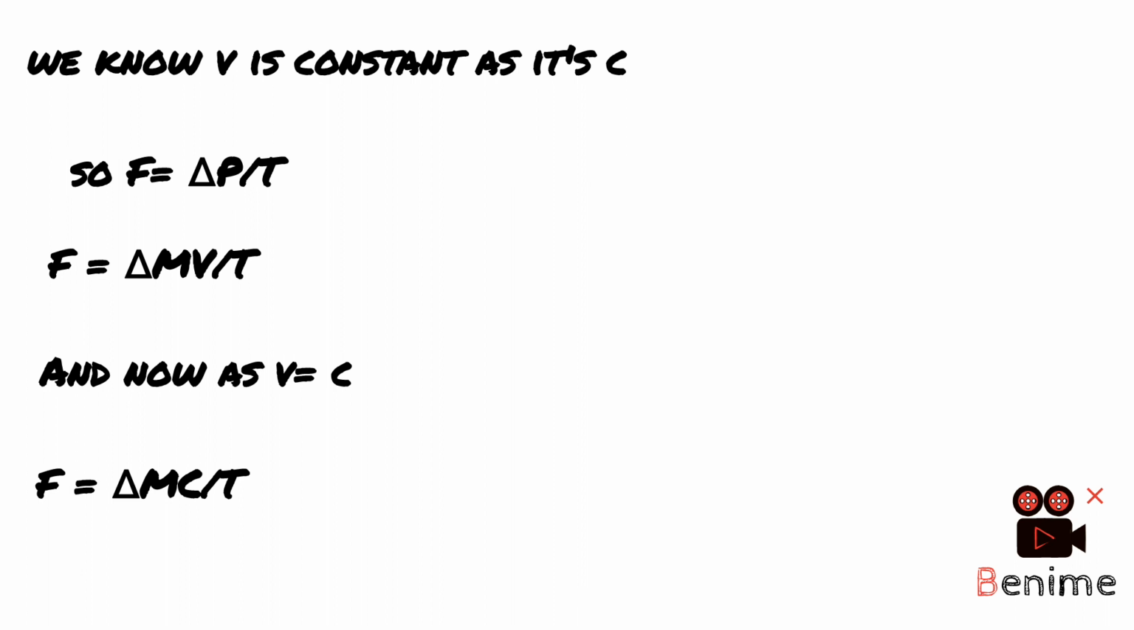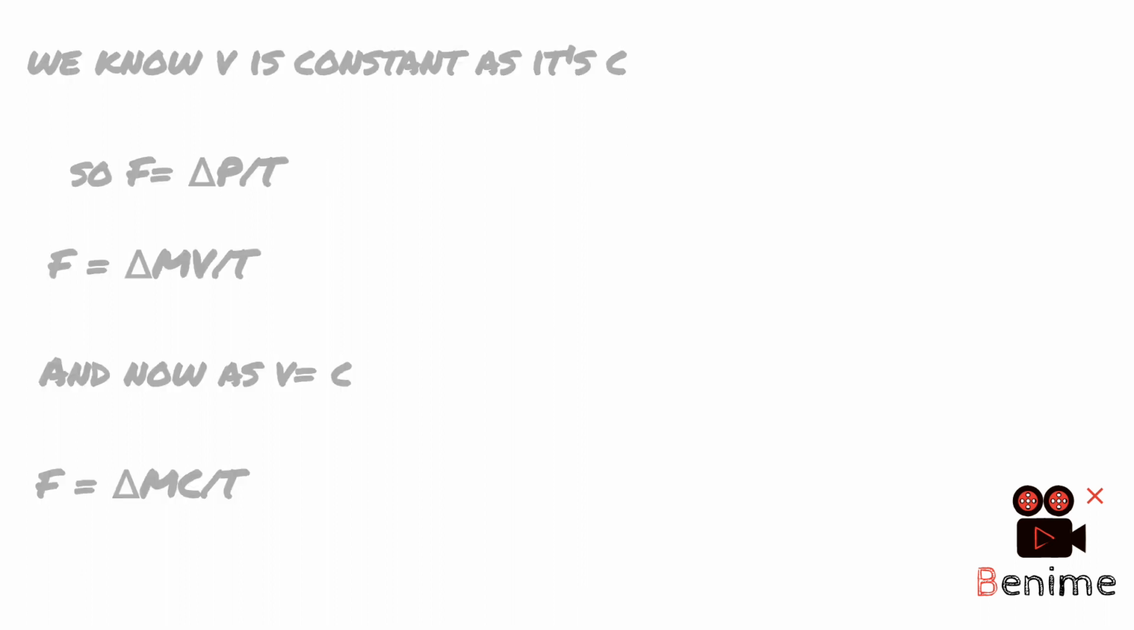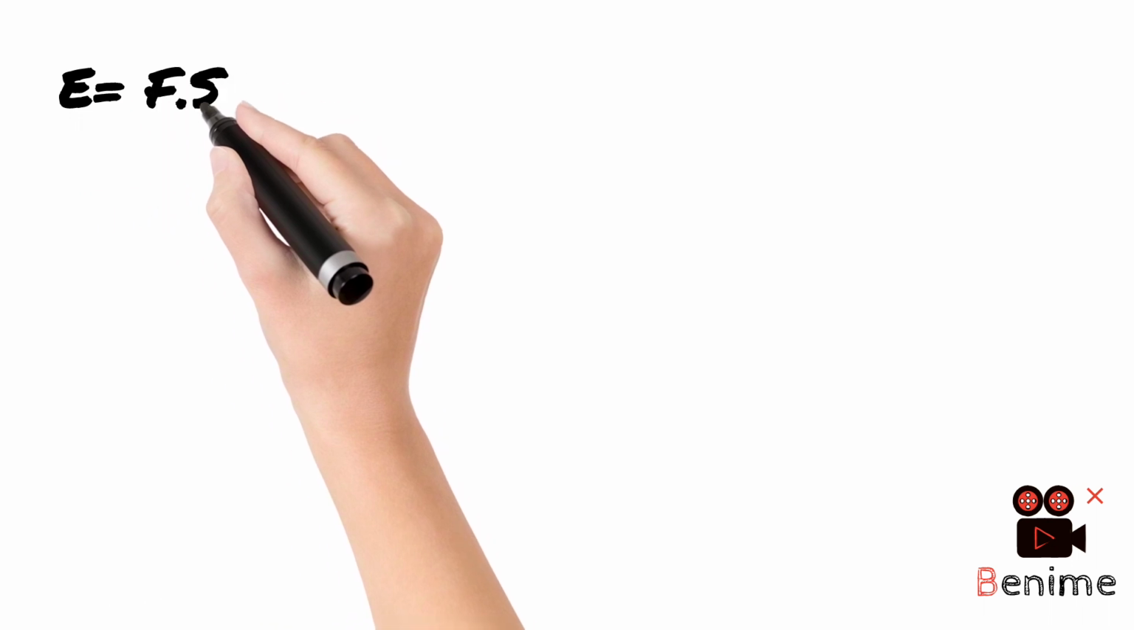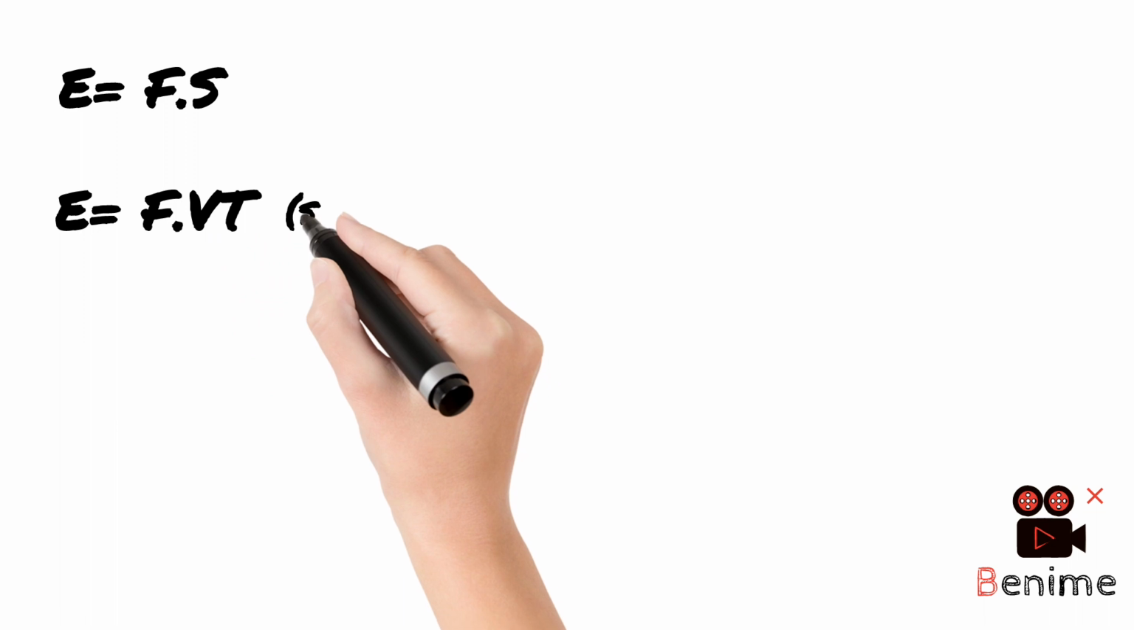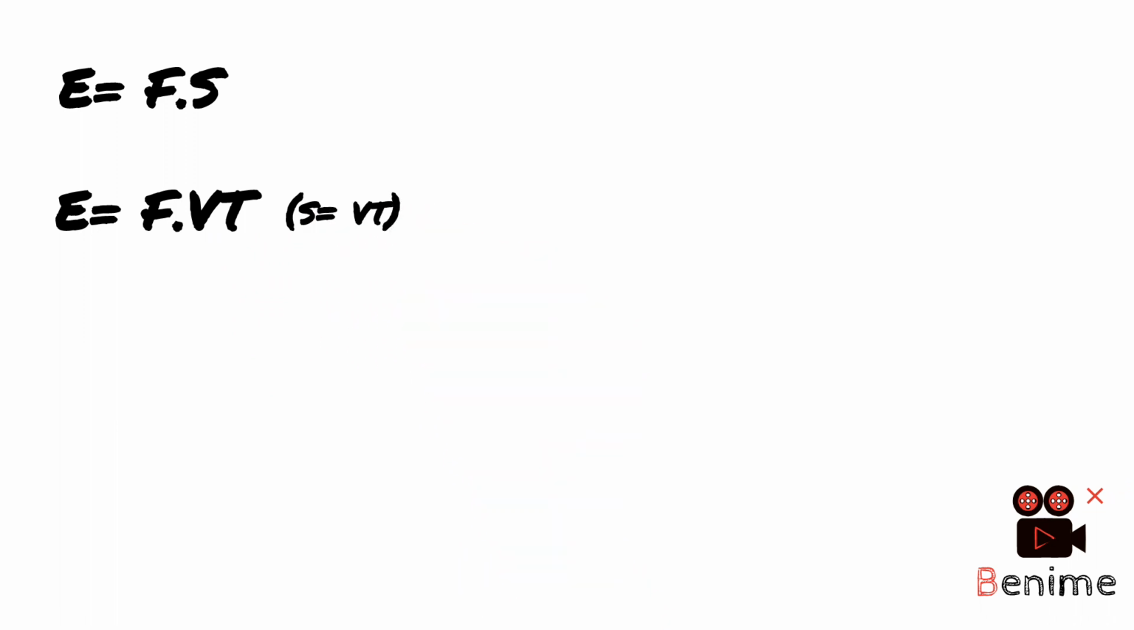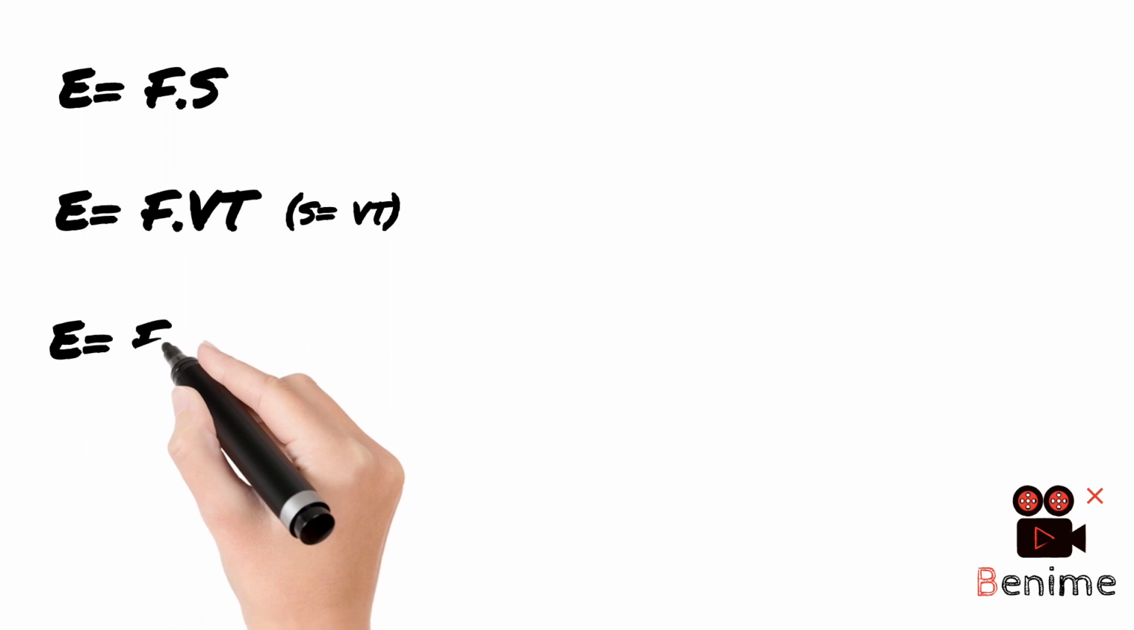Now let's calculate the energy with the help of force. So, E equals F times displacement in the direction of force. Now displacement is just speed times time. So in the end we have E equals force times velocity in the direction of force times time. The force is acting directly, so the velocity is c. So in the end, E equals F times c times t.